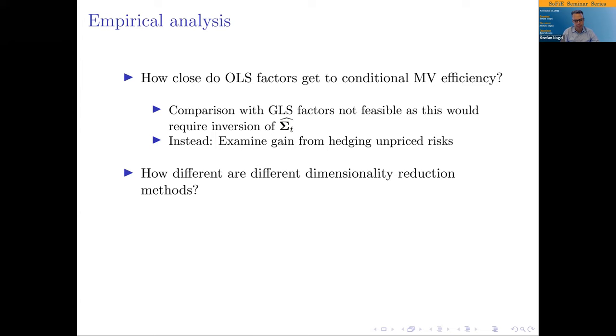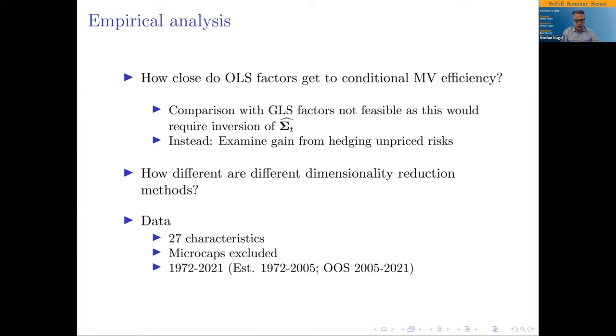Okay. And what we can also ask is empirically how different are in practice these different dimensionality reduction methods? And so this is also something that we want to speak to. We are so far using data for 27 characteristics. We are excluding microcaps, and the sample period is from the early 70s to the last year. And in exercises where we do out of sample analysis, we basically use the time period until 2005 as the estimation window, and then 2005 and later as the evaluation window.